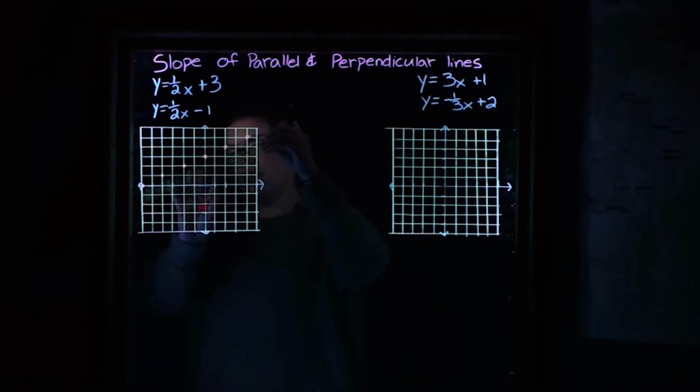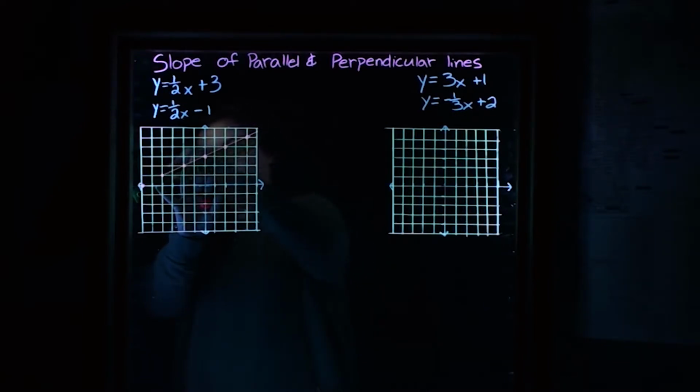Now I'll go ahead and connect the points with my ruler to try to make it as straight as possible. So that's my first line.